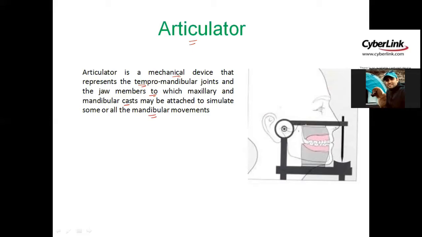This is the articulator. The picture represents the upper and lower members, how they are attached with each other through the TMJ. So this assembly simulates the TMJ.